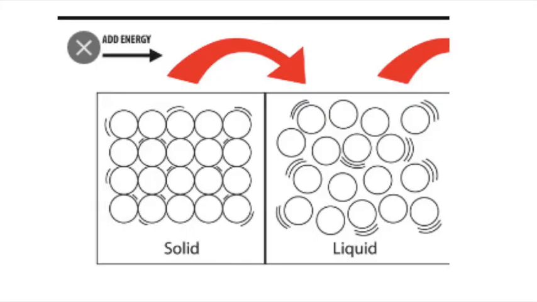Here's a little diagram kind of representing what's happening. You've got the solid particles on the left, in a rigid formation, they're vibrating. And you keep applying heat, they can move around a bit more, moving but still kind of close to each other.